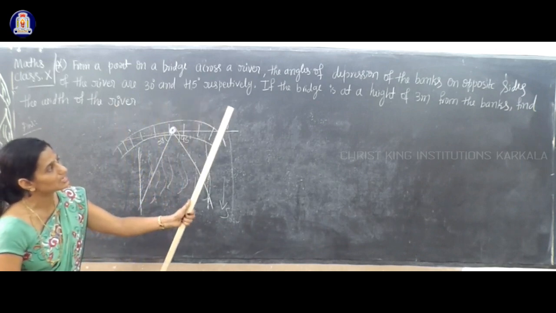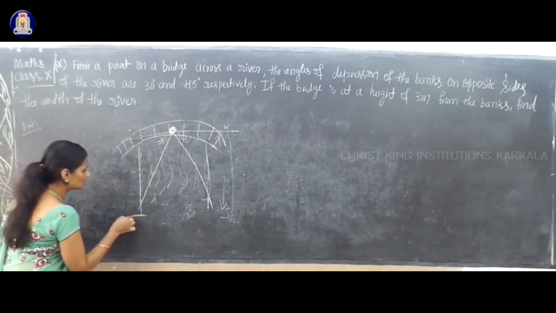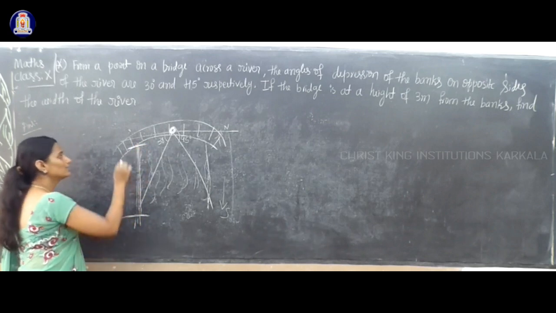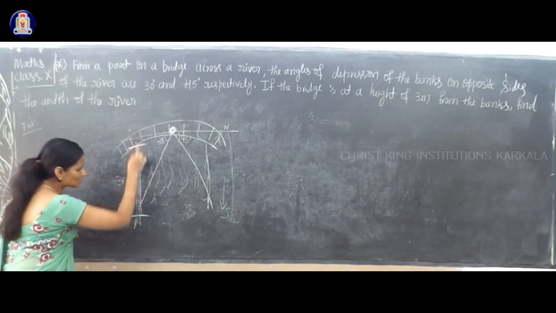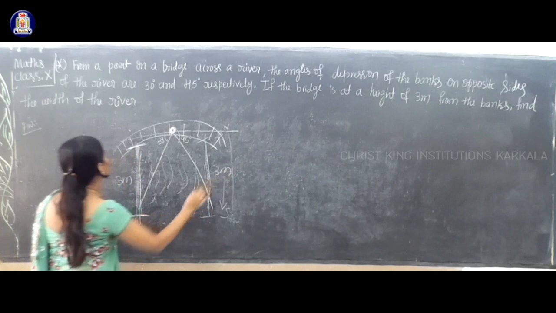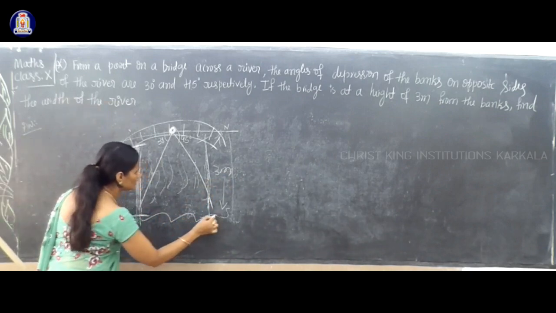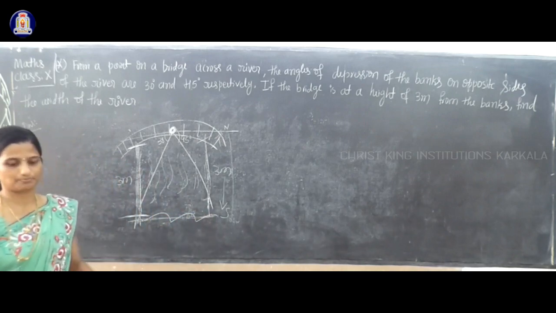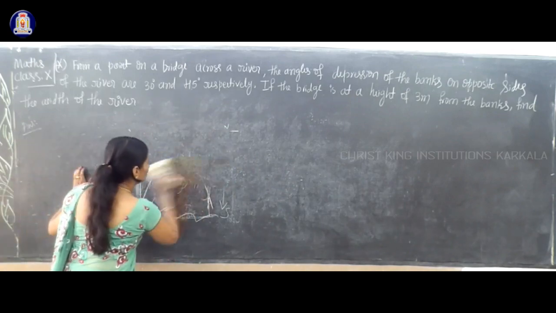If the bridge is at a height of 3 meters from the bank, what is the height from this point? At what height is the bridge? At 3 meters. So if this is 3 meters, this height is also 3 meters. Find the width of the river, that means the distance between the two banks.